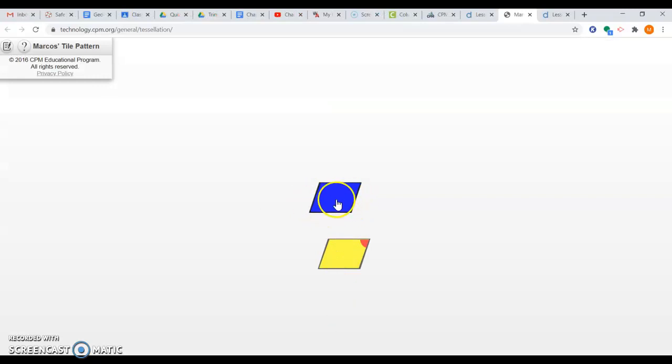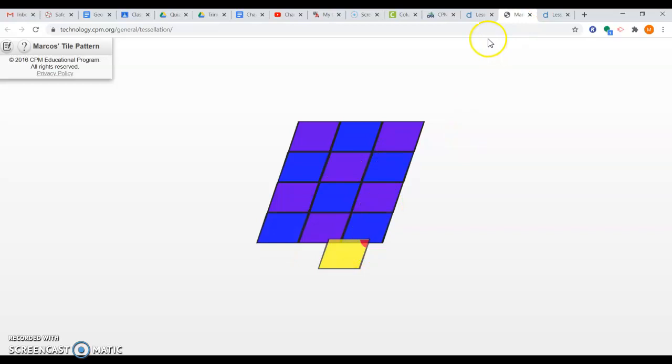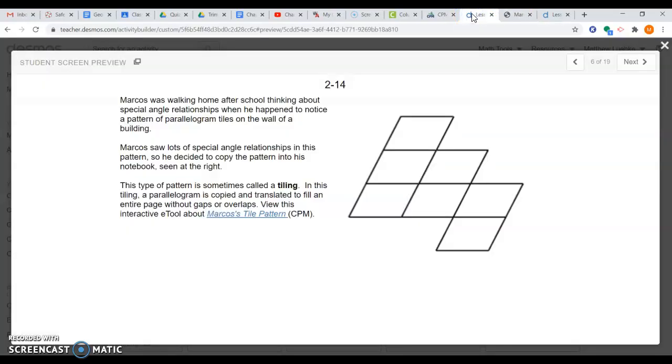And really all that's happening is you take a parallelogram and you slide it around, so it's always touching one side of the parallelogram before it. And this tiling pattern starts getting created, and you can see that all these individual parallelograms are the same. So we'll go from there.